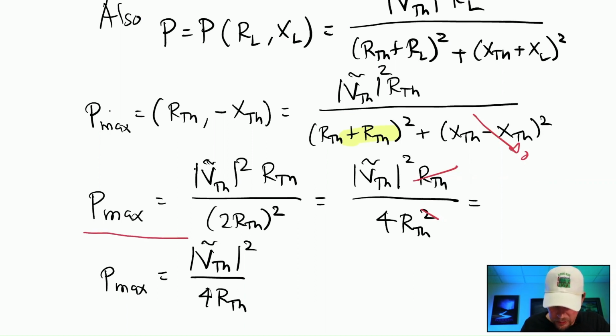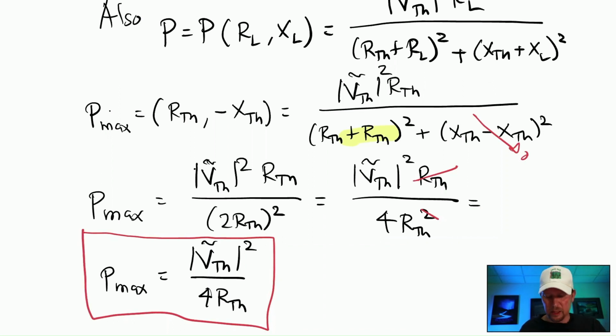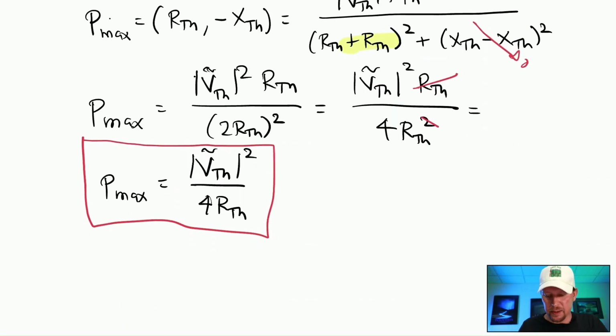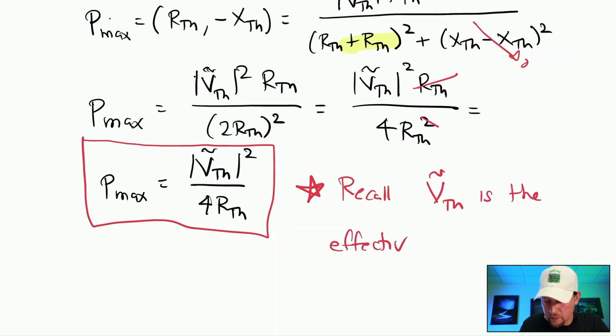This is important to note. This is the maximum amount of power that can actually be theoretically drawn from the network. You can get less power than that from the network, but you can never get more. Worth noting, and this is something that I said at the very beginning, recall that the Thevenin voltage that we're actually looking for here is the effective or RMS voltage. It is not the magnitude, right?